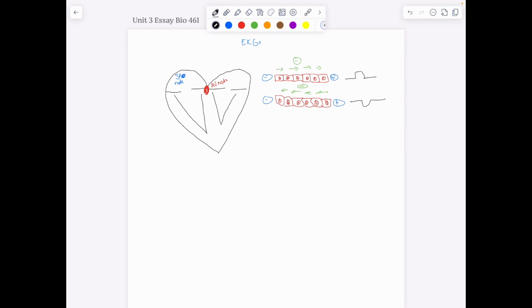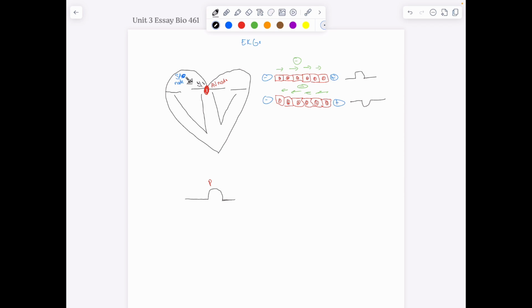And so we begin at this SA node, and the signal gets sent down, and we have our depolarization, and we get a vector that looks like this, and that will cause our P wave. And I'm just going to draw that right here. So we get a P wave. And then that depolarization gets going, and then it gets kind of stuck around this AV node here. And that's what causes our PR interval.